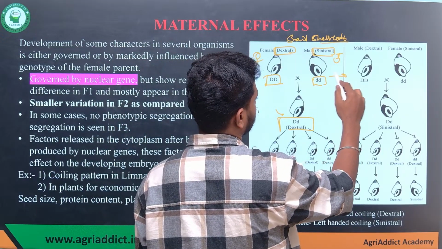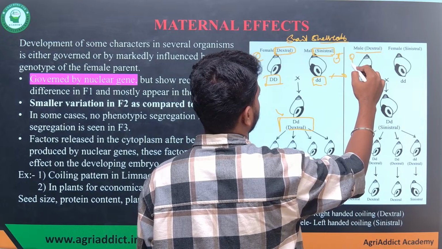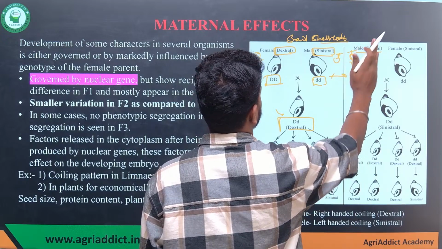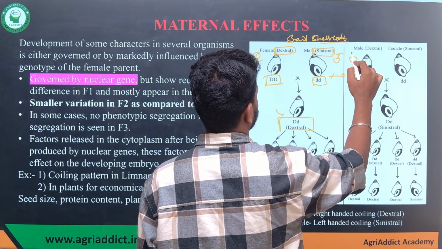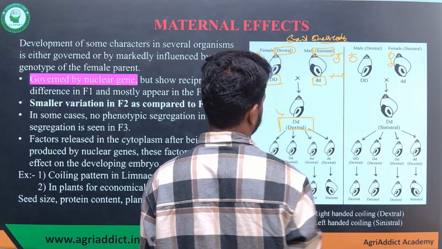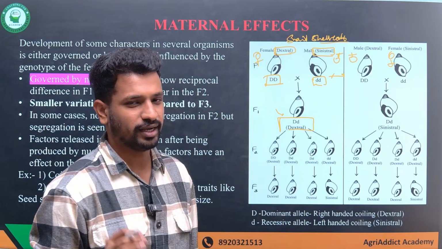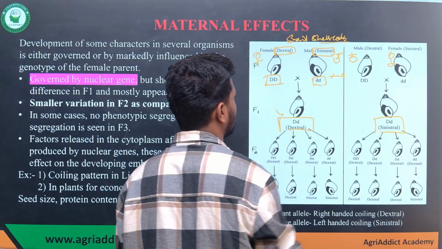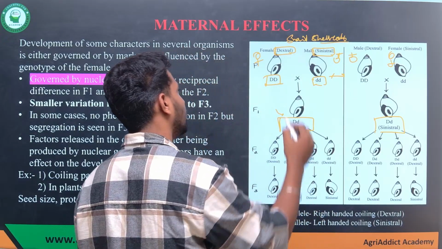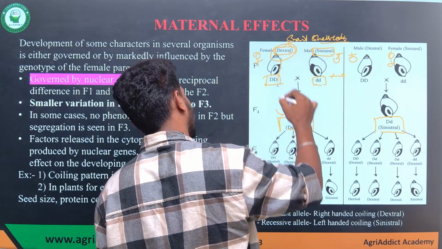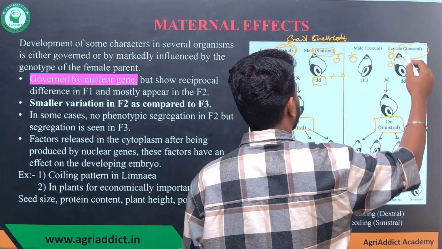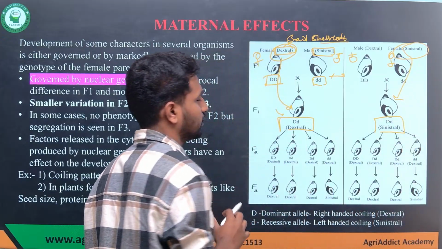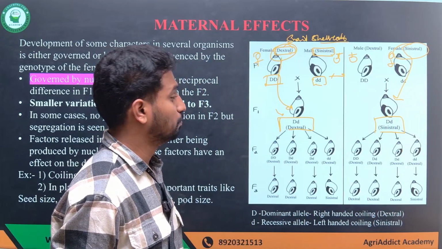But when the reciprocal cross is done, you can see here the male has been used as a dextral and the female is used as a sinistral. But in this case, we should again get dextral if it was according to the Mendelian inheritance. But here we are getting sinistral. So one common thing is that whatever the female phenotype is, it is directly getting inherited. That's what the maternal effect is.